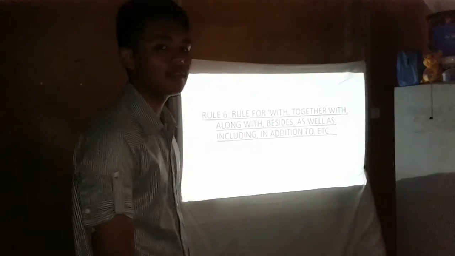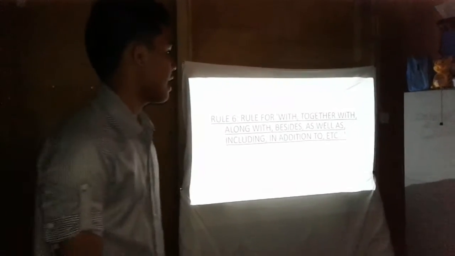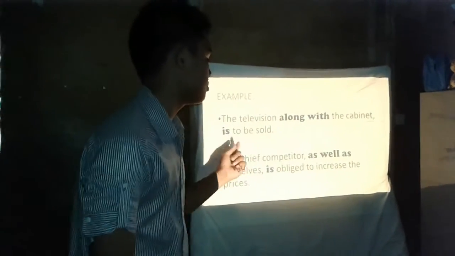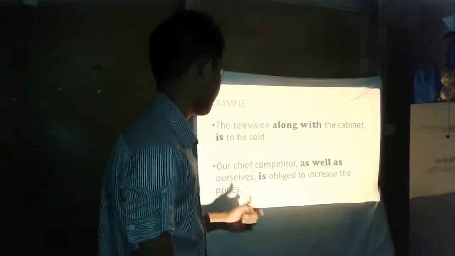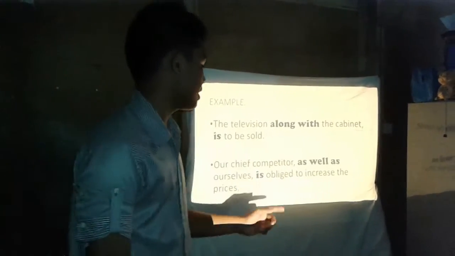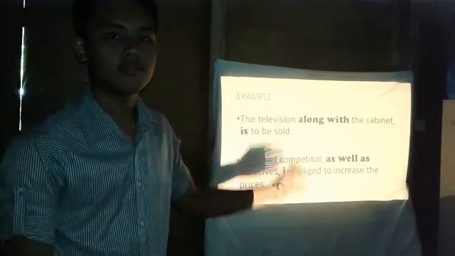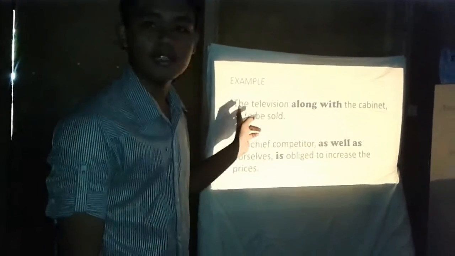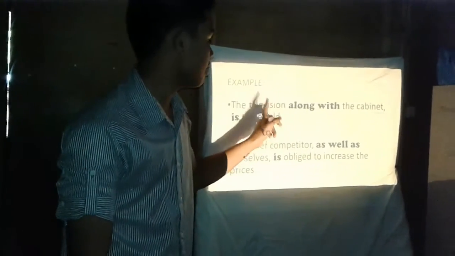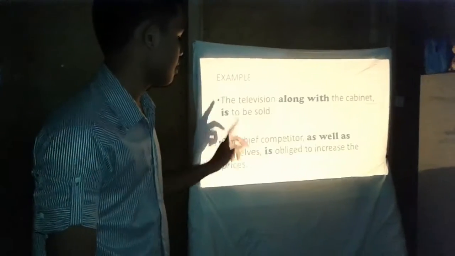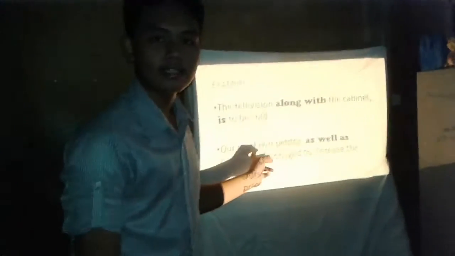Next rule. Rule number six, rule for with, together with, along with, besides, as well as, including, in addition to, and so on. For example, the television along with the cabinet is to be sold. The chief competitor as well as the shelves is obliged to increase the prices. Along with and as well as really don't affect the agreement between the verb and the subject. So our main subject here is the television. So the main subject is a singular subject and corresponds to a singular verb. And the same goes for the second example.